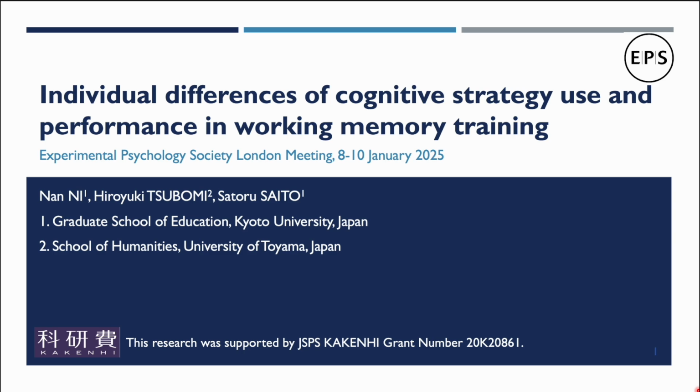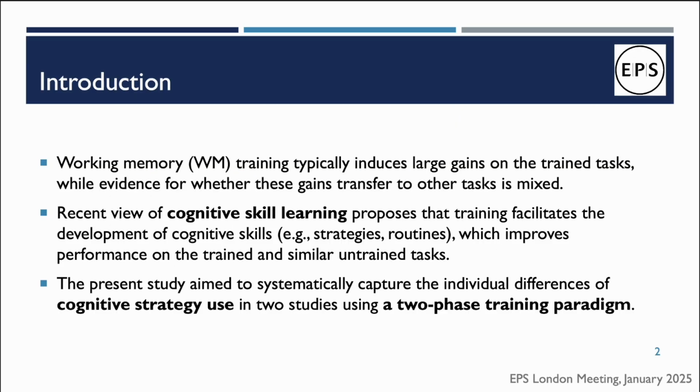Our research focused on the individual differences of cognitive strategy use and performance in working memory training. Working memory training typically induces large gains on the trained task, while evidence for the transfer of these gains remains mixed. To account for these findings, recent views of cognitive skill learning propose that training promotes the development of cognitive skills which improve the performance of trained and similar untrained tasks.